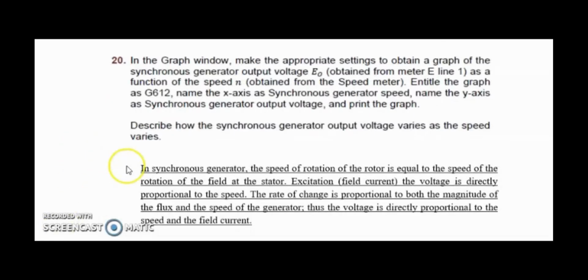Next question. Describe how the synchronous generator output voltage varies as the speed varies. So the answer is, in a synchronous generator, the speed of rotation of the rotor is equal to the speed of rotation of the field at the stator. With constant excitation field current, the voltage is directly proportional to the speed. The rate of change is proportional to both the magnitude of the flux and the speed of the generator. Thus, the voltage is directly proportional to the speed and the field current.